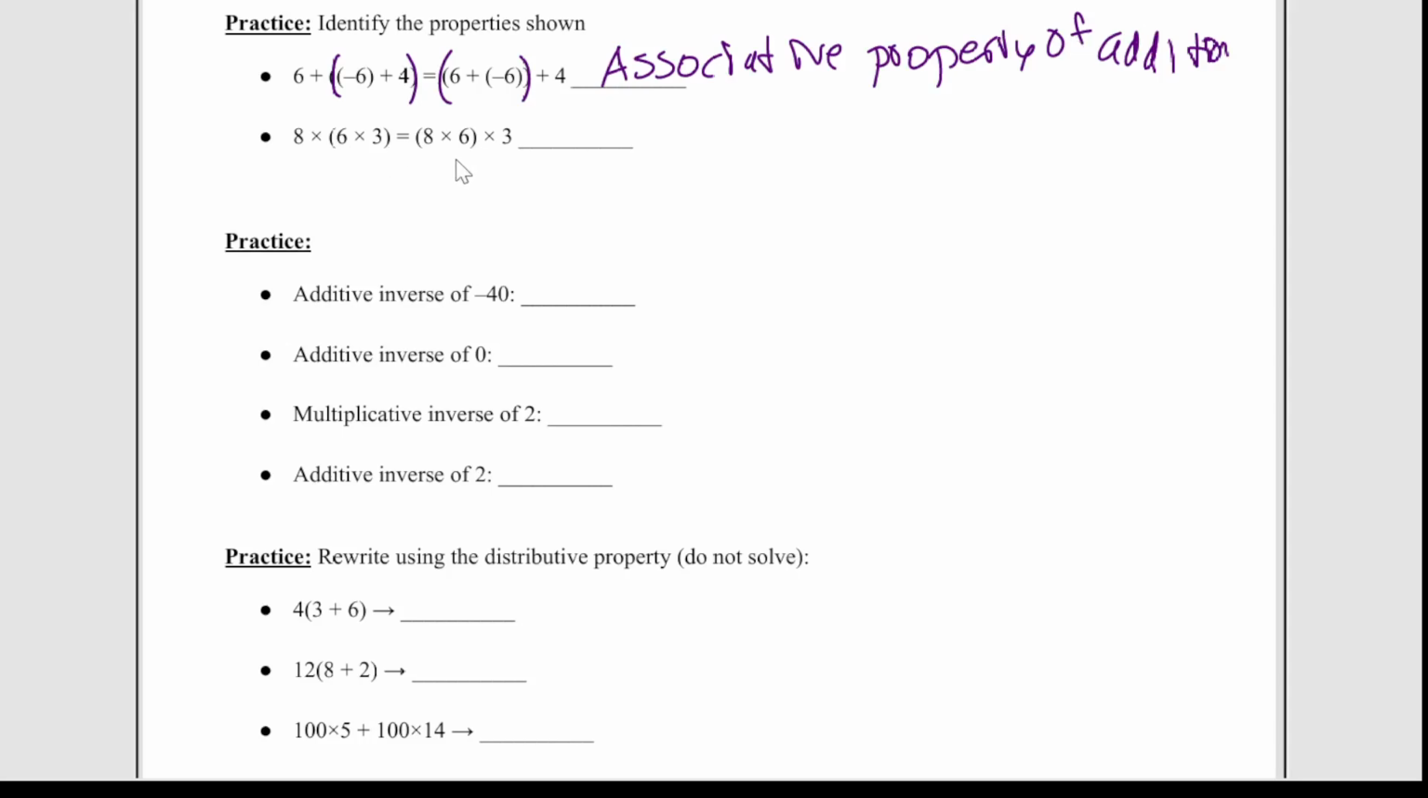For the next one, very similarly, the only thing that actually changed was the placement of the parentheses. So this would be considered the associative property of multiplication.